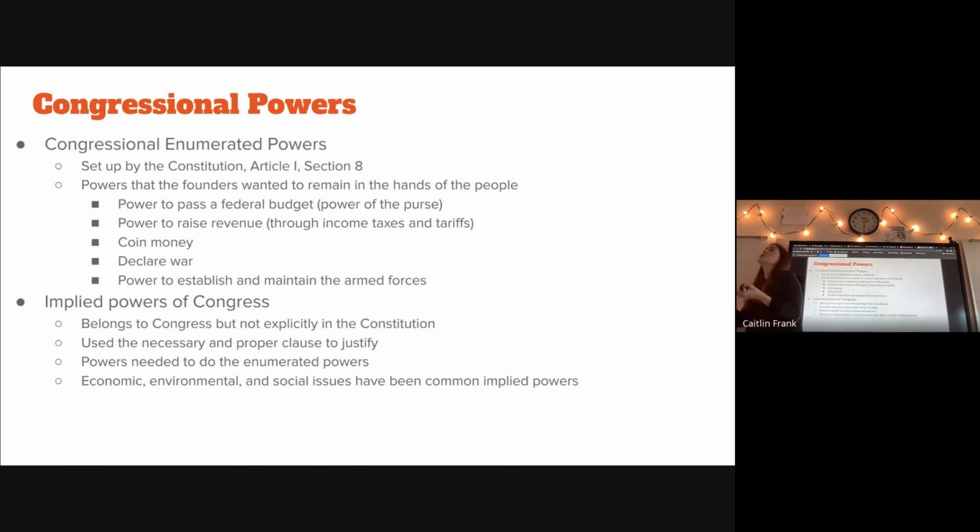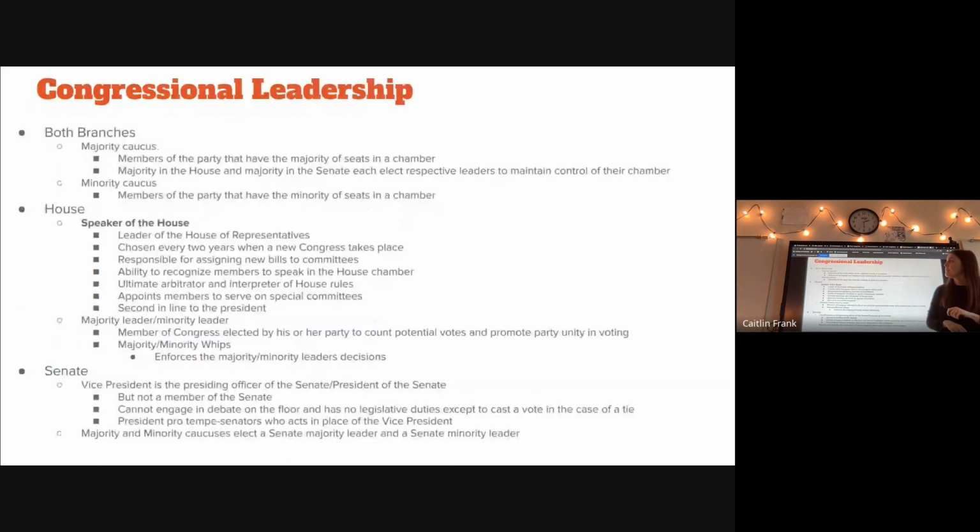And we see this also as things pop up that didn't really exist in the original founders' ideas of problems in the country, like environmental issues. Like this is deemed necessary and proper in today's society that wasn't as much of an issue 200 years ago.